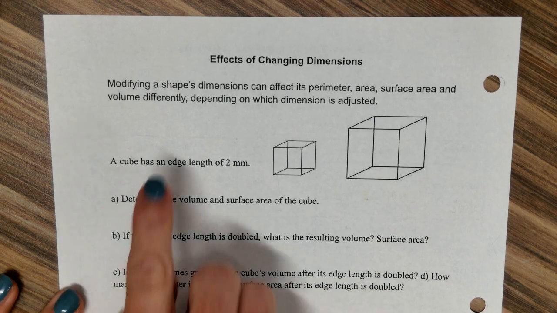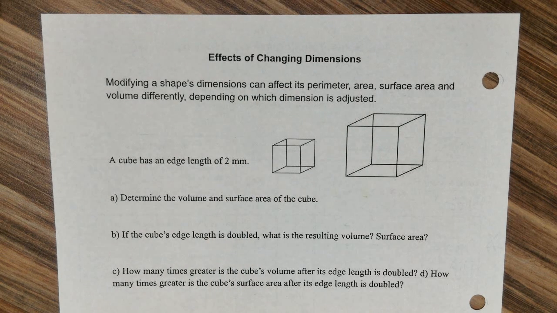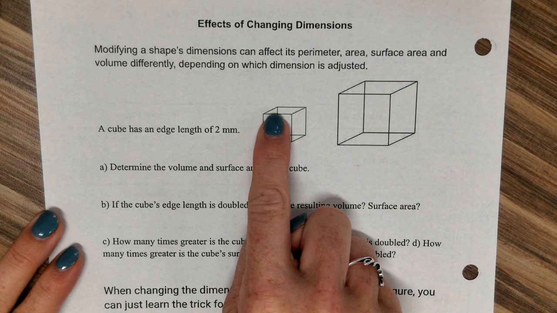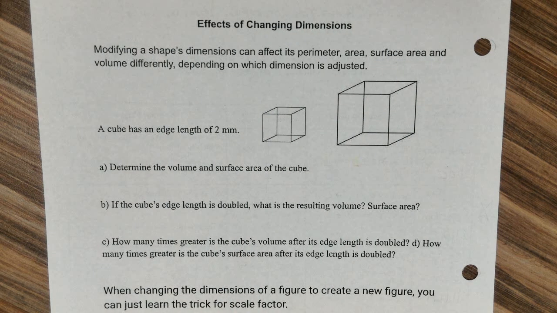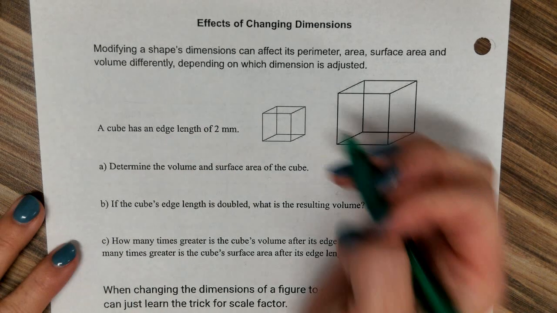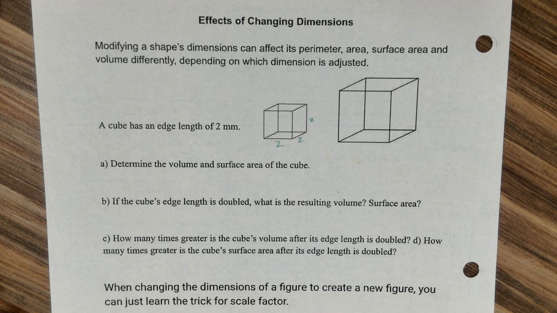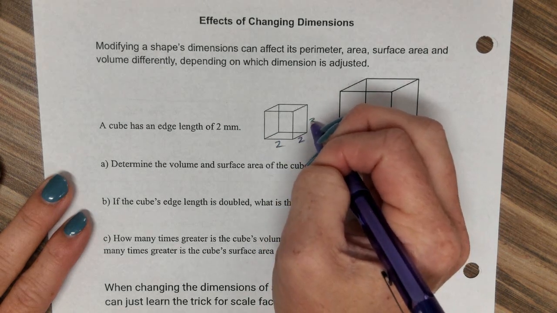All right, it says modifying a shape's dimensions can affect its perimeter, area, surface area, and volume differently. So we're talking about dilating a shape and how it affects it. You'll all see this is a cube, yes? And they made it bigger. So they took a cube and they dilated it. It has an edge length of 2, so label them 2. That means if it's a cube, all sides are the same. So they're all 2.